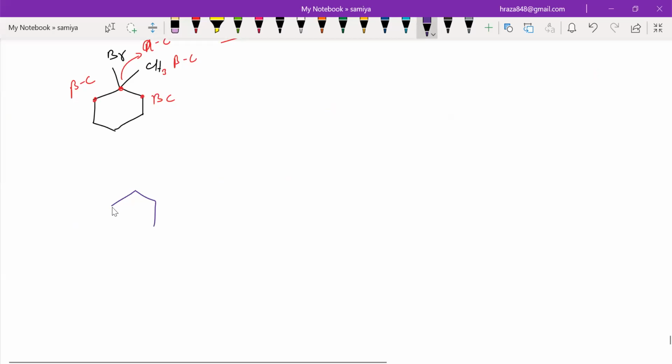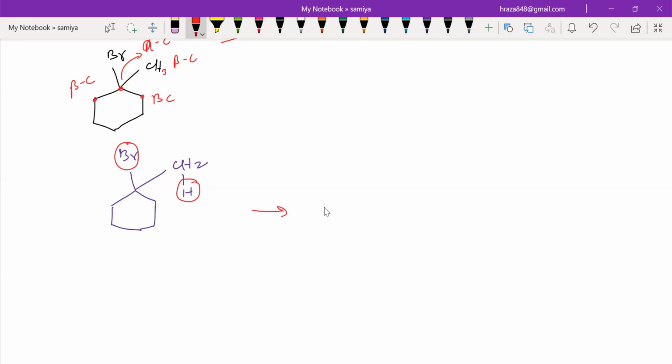So you can see this is our bromine, and this is our CH2. First, I'm going to solve this. If this H and this Br are eliminated, what will be the product? This will be the product, yes or no? Yes, sir. Now I'm going to do the next one.